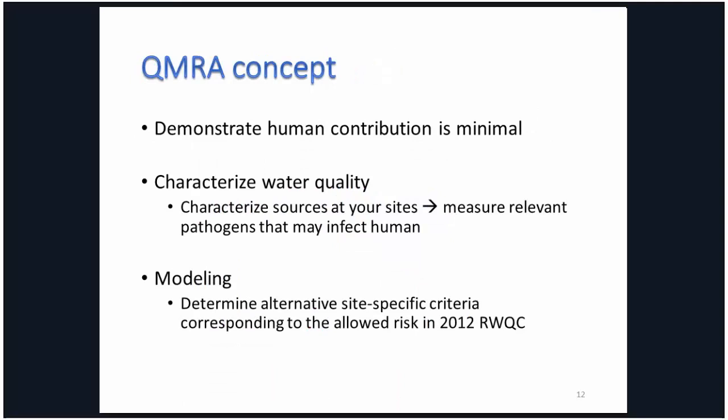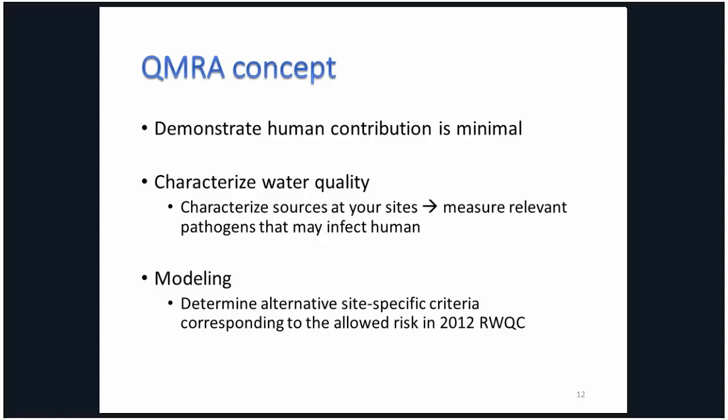So the concept of QMRA is to basically establish a criteria that provide the equivalent public health protection. The way you do that is, first, you demonstrate your site, the human fecal contribution is really minimum. And then you characterize your water quality, figuring out what are the different sources at your site, and then measure the pathogens from each of these sources.